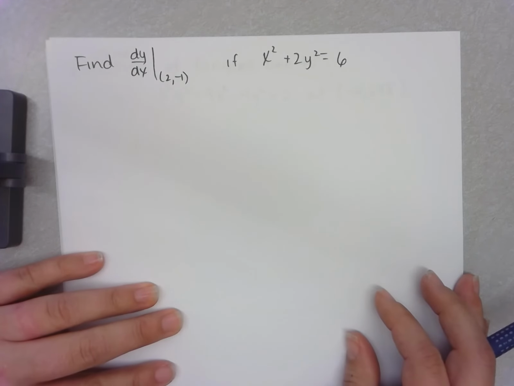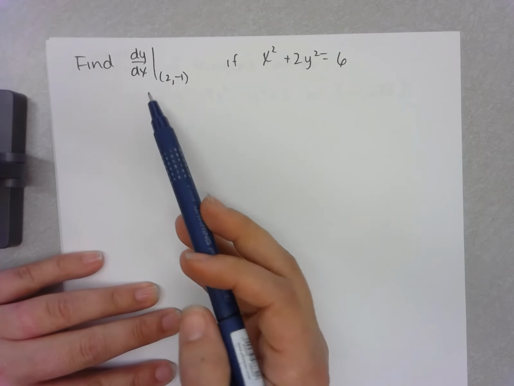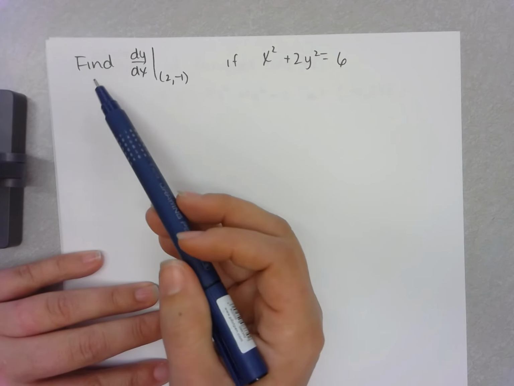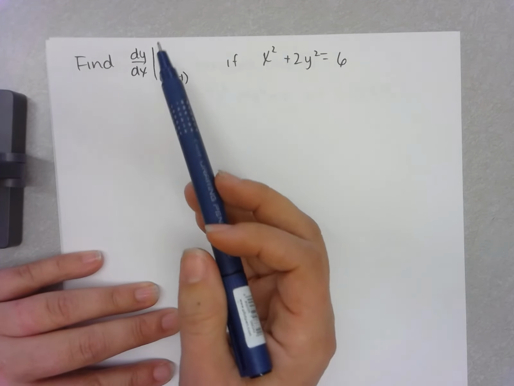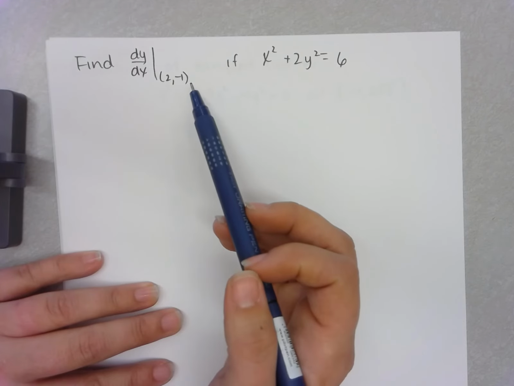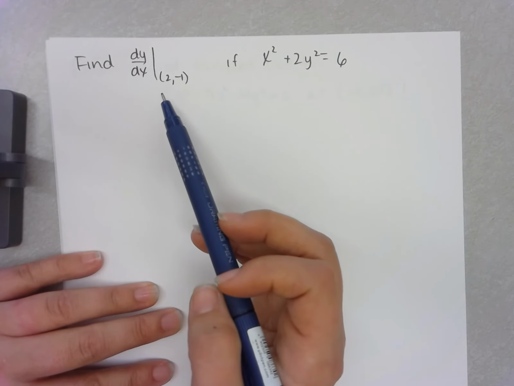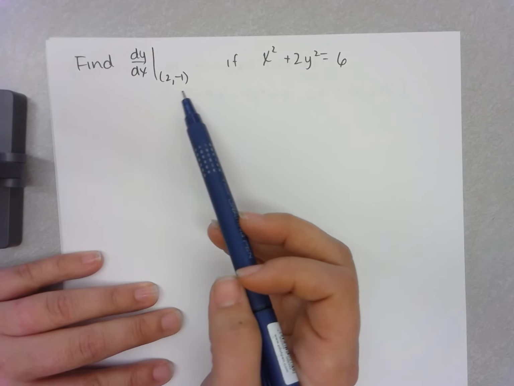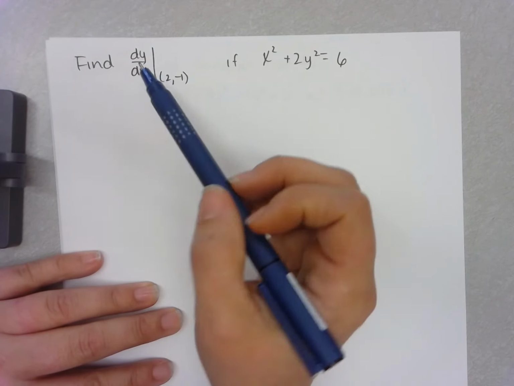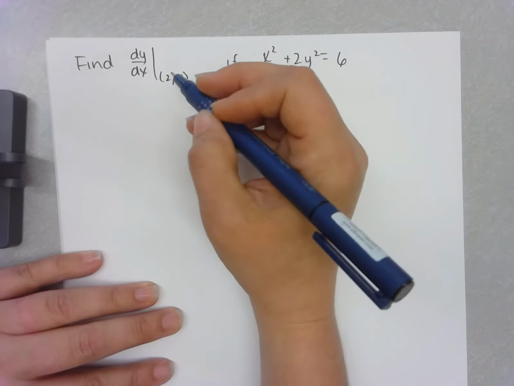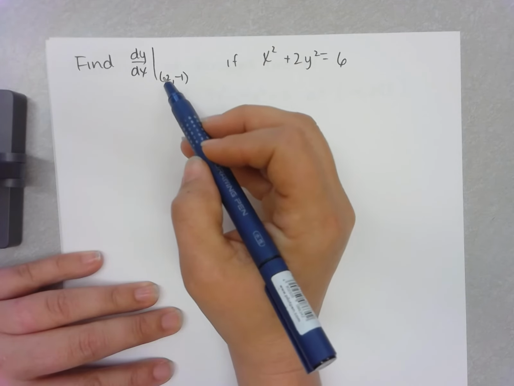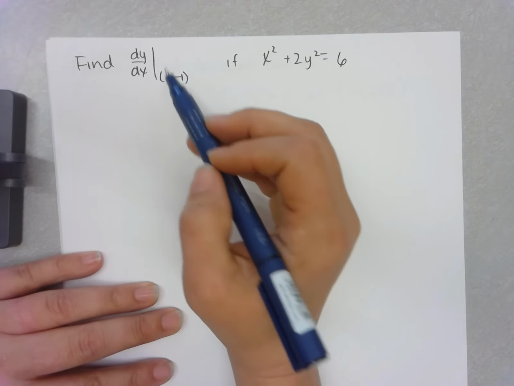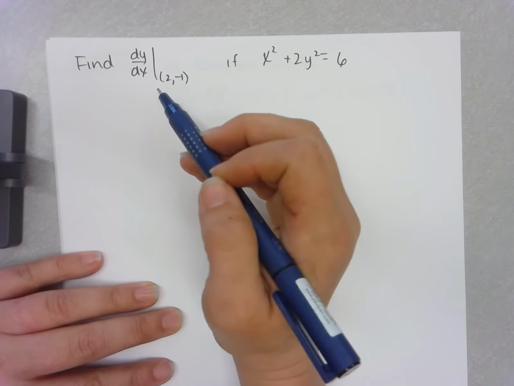I'm introducing a little bit of new notation the book likes to use, and it's good to get familiar with. We want to find dy/dx, and then this line, which basically means at the point (2, -1). It's just saying find the derivative at this specific point. It's dy/dx with a straight line, and then sometimes it's a point, maybe it says t equals something. But this is a way to say evaluate this at this place.